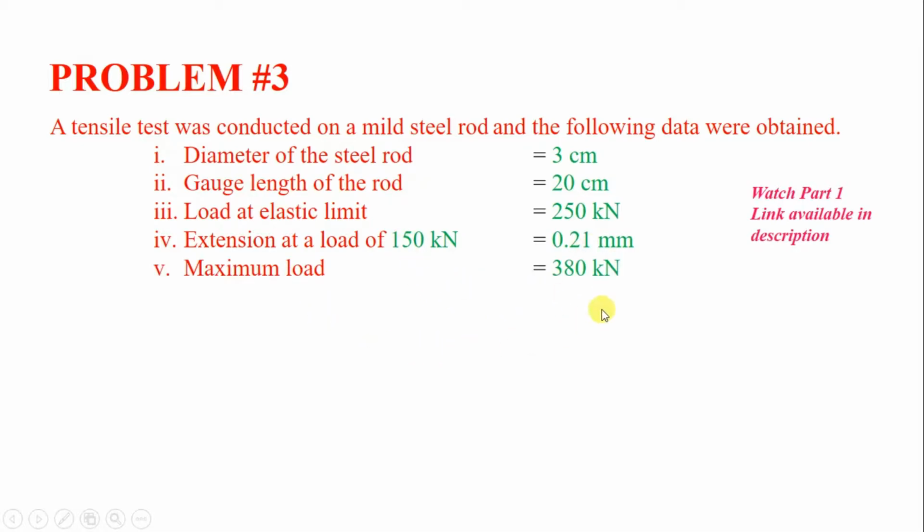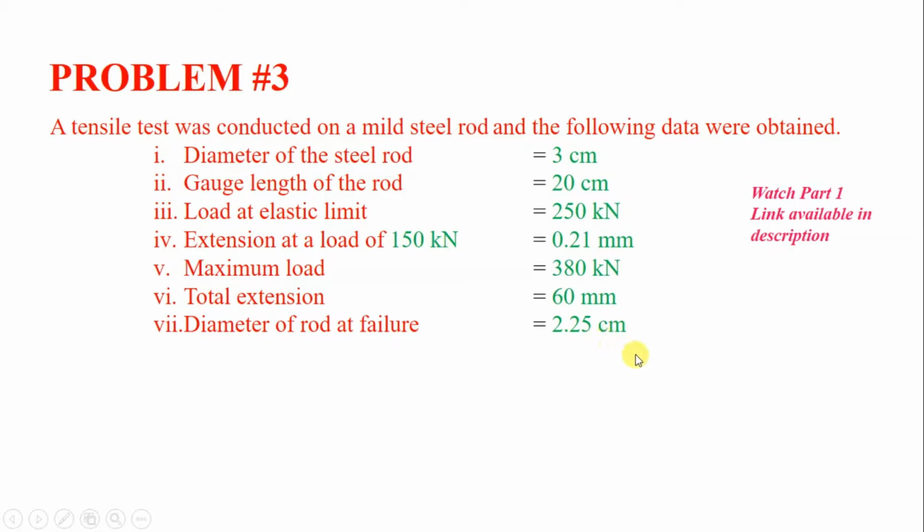Maximum load is equal to 380 kN. That is the final load. The total extension is given as 60 mm. After all the loads are given, this delta L becomes 60 mm. Diameter of rod at failure 2.25 centimeters.